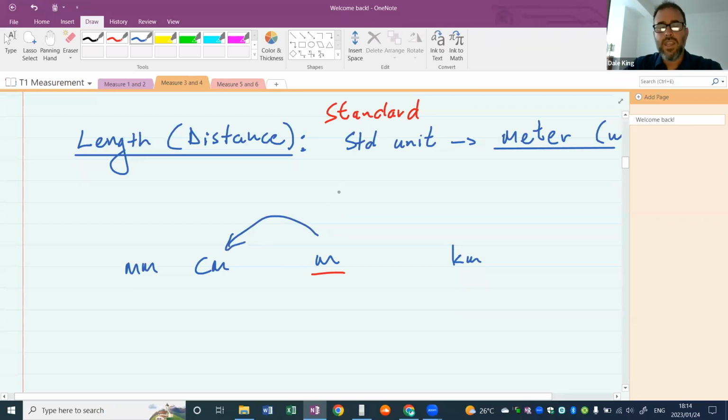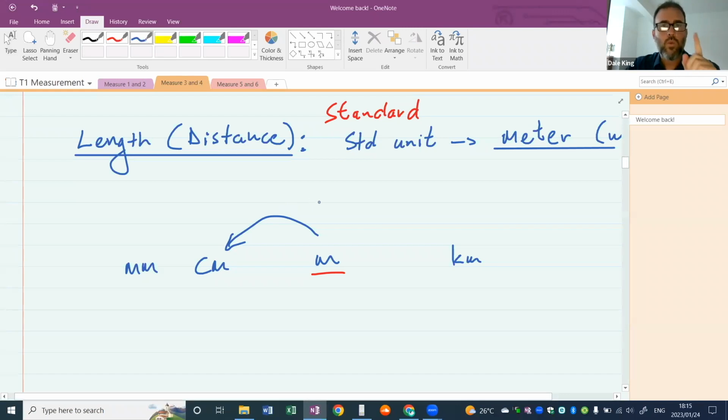Here's the question. If I have 1 meter, how many centimeters are in that 1 meter? If you can put it in chat, let's see who's fast with the fingers today. How many centimeters in 1 meter? The clue was in the name. Very good, 100. So centi means 100. There are 100 centimeters in 1 meter.